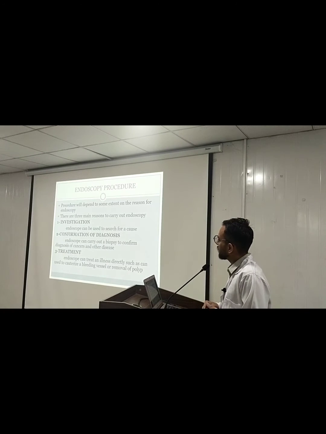The endoscopy procedure depends to some extent on the reason for the endoscopy. There are 3 main reasons to carry out endoscopy. First one is investigation. Endoscopy can be used to investigate and search for the cause of any disease. Next is confirmation of diagnosis. An endoscope can carry out a biopsy to confirm the diagnosis of cancers and other diseases. And third is treatment. An endoscope can treat an illness directly, such as cauterizing a bleeding vessel or removing a polyp. So endoscopy can be used for investigation, confirmation and treatment. So these are the purposes of endoscopy.